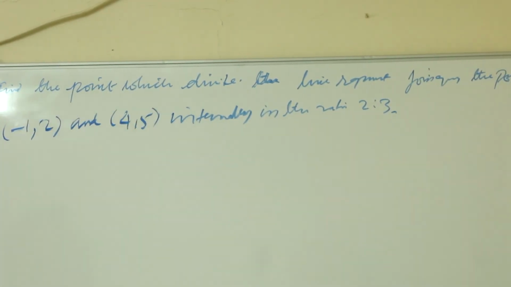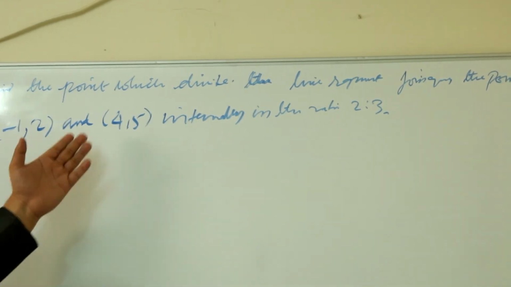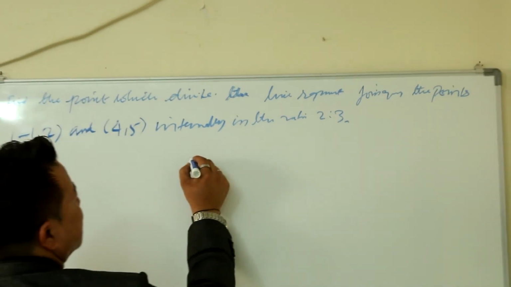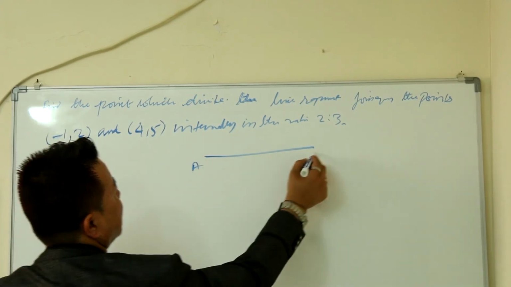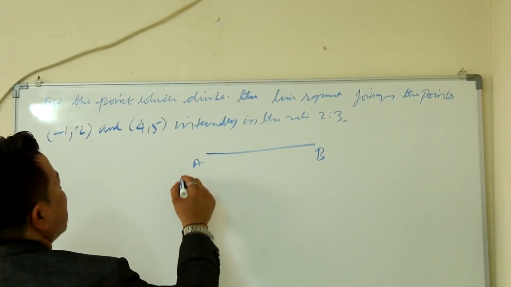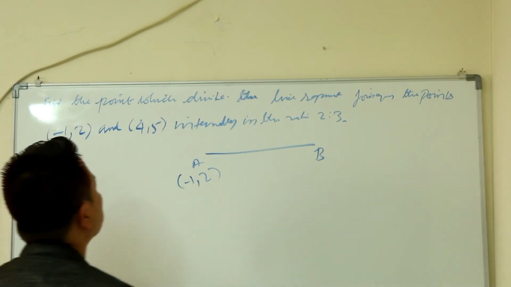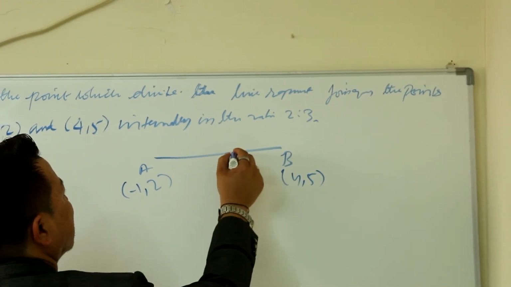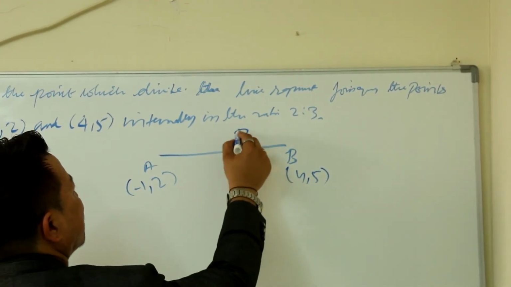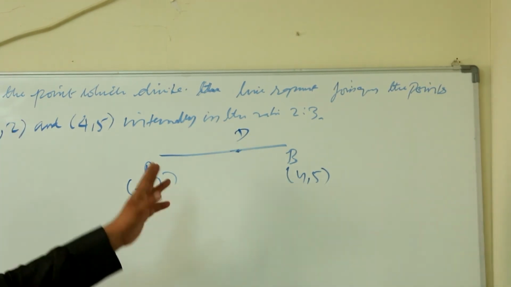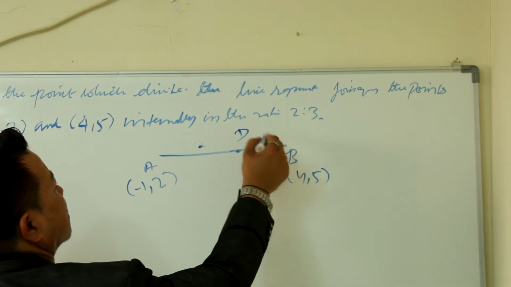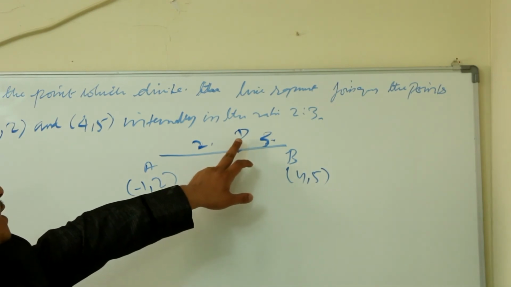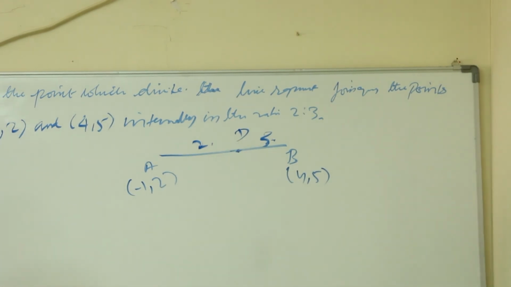Find the point which divides the line segment joining the points minus 1, 2 and 4, 5 internally in the ratio 2:3. Now just to understand the problem, suppose a line segment is given, AB, and the coordinates of A are minus 1, 2, and the coordinates of B are 4, 5, and it divides somewhere here in the ratio 2:3. So you need to find out the coordinates of this point D.